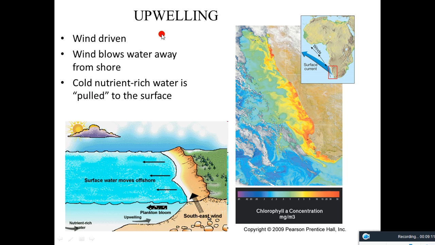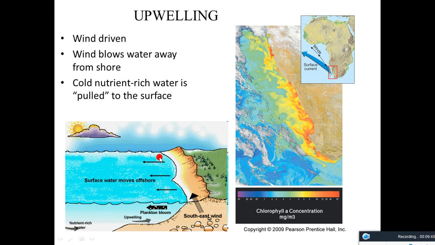Now let us understand what upwelling is. We have this in unit 3, we will study it in detail there. What happens is the surface water moves offshore, because the nutrient rich water comes upwards, it upwells. Here the planktons bloom.